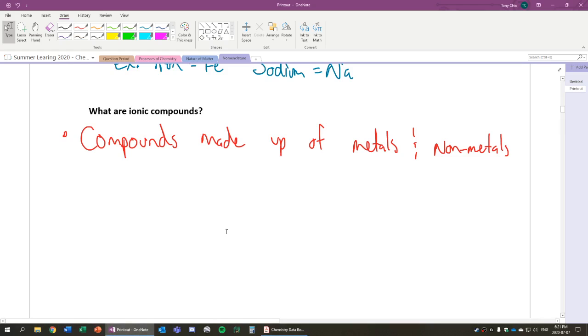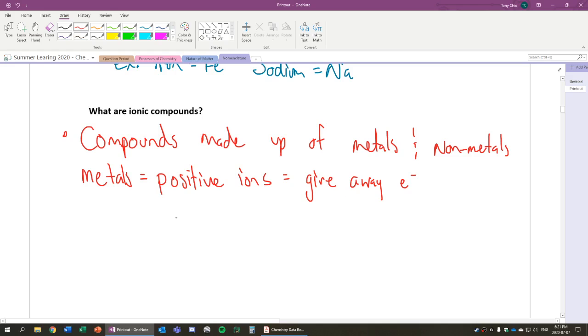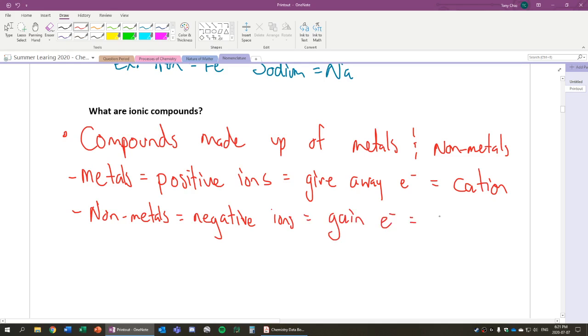So we have, in this case, metals turn into positive ions because they give away electrons. And when that happens, we call these a cation. While nonmetals are negative ions because they gain electrons, and thus they're called anions. Okay, so again, metals are found on the left side, nonmetals are found on the right side.